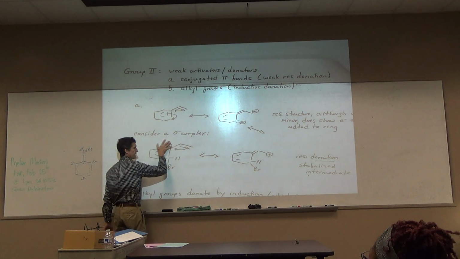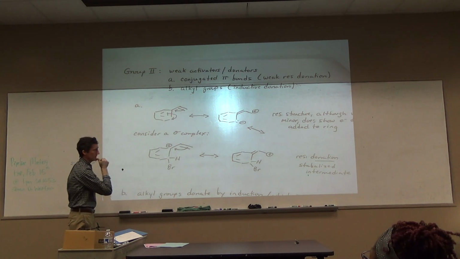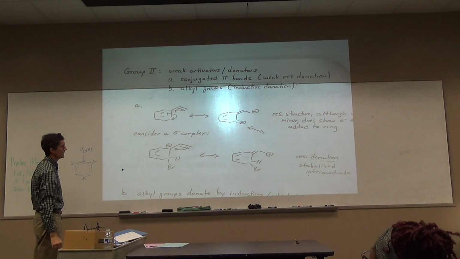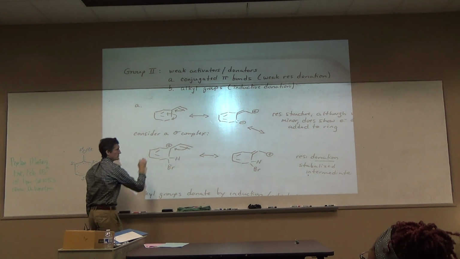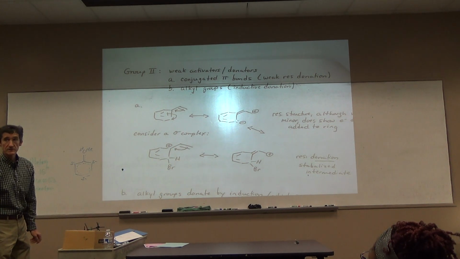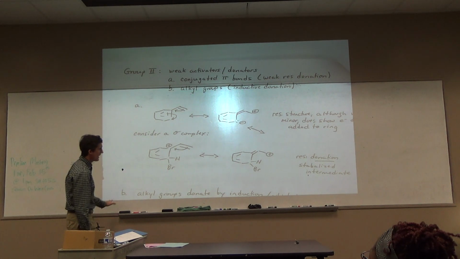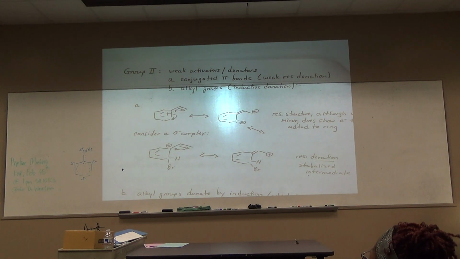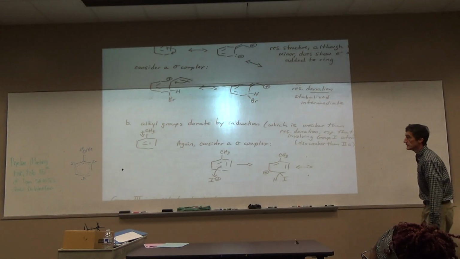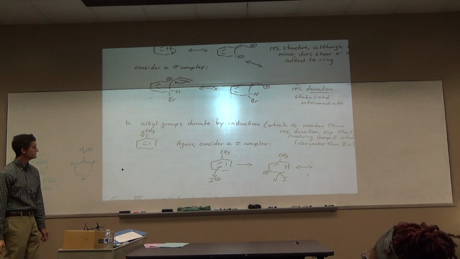So this is working with a cation here as opposed to just working with the neutral compound. This group stabilizes the cation by resonance. But it's not as strong as a lone pair. Weak resonance donation. The other group that falls here is your alkyl groups, like a methyl, ethyl, propyl.